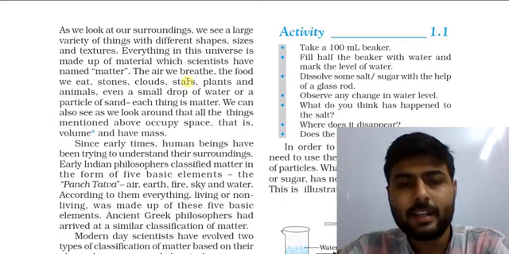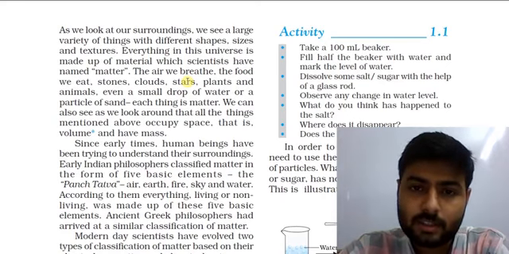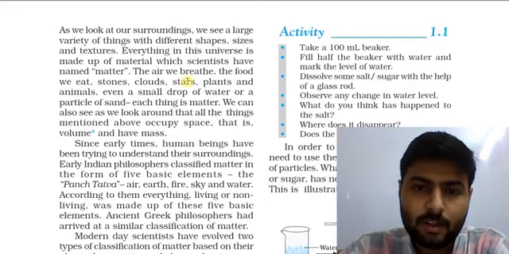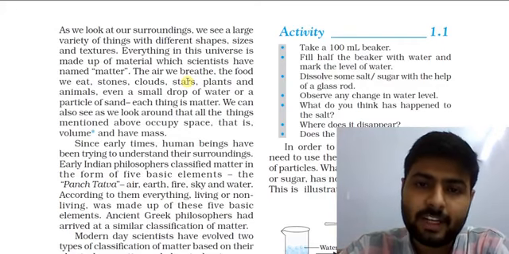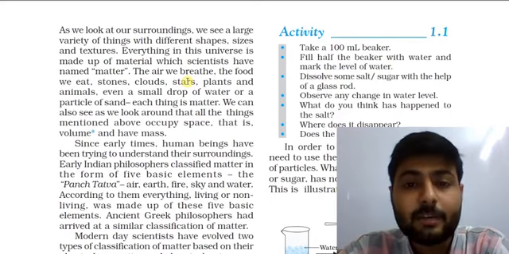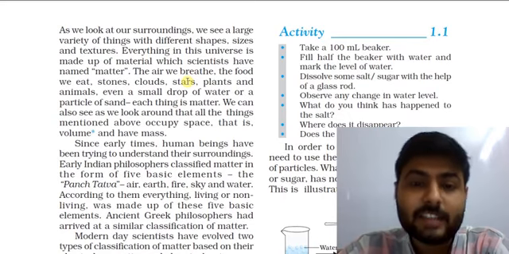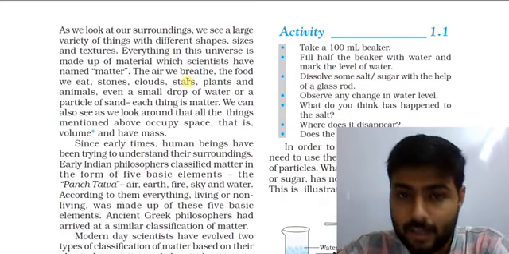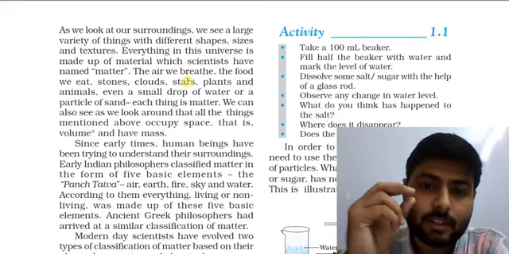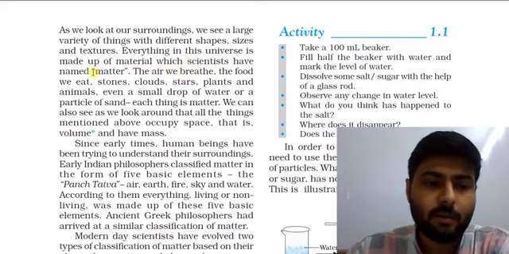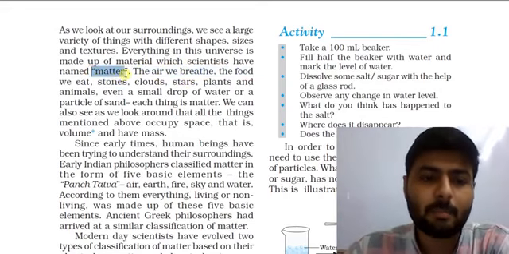We know that everything around us is made up of some material. Some of the materials we know are plastic material, steel material, liquid material, gaseous material. So everything around us is made up of some material, and scientists have named this as matter.